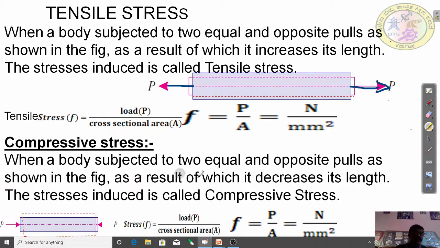Compressive stress. When a body is subjected to two equal and opposite pushes as shown in the figure, as a result of which what happens, the body tends to decrease its length. The stress induced is called compressive stress, and we know that stress is applied load by cross-sectional area.